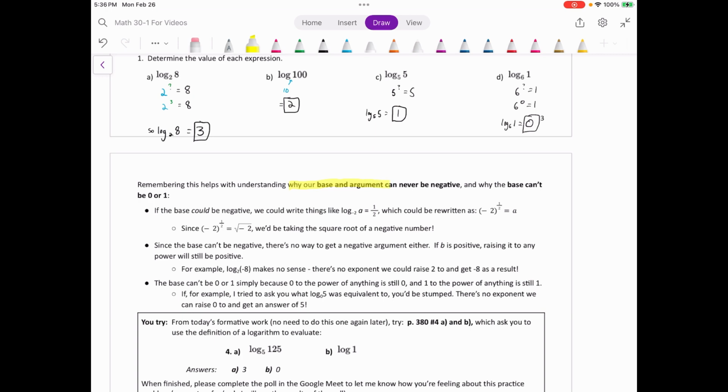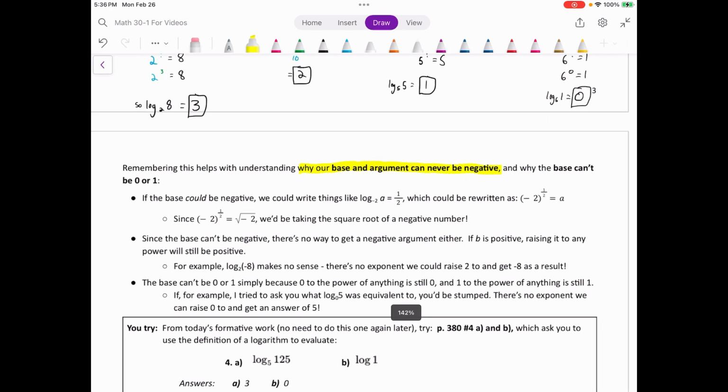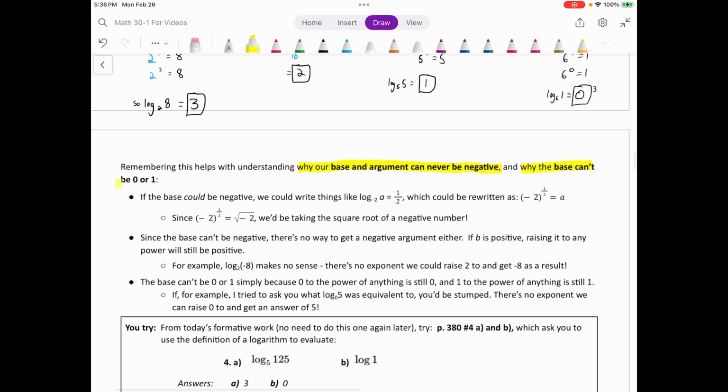Why can our base and argument never be negative? And why can't the base be 0 or 1? Well, if we think about this, if the base could be negative, then we could write things like log base negative 2 of a equals 1/2. Right? I mean, that's totally possible, which could be rewritten as negative 2 to the power of 1/2 equals a.